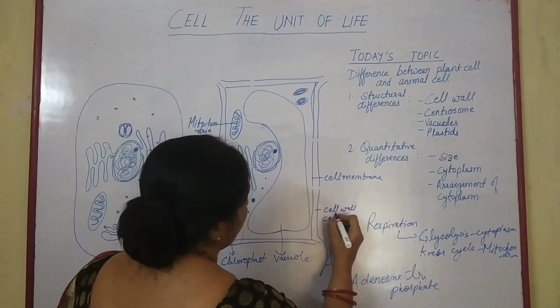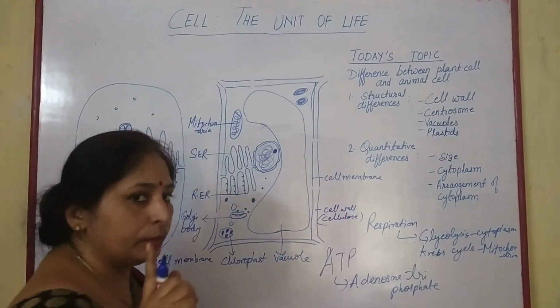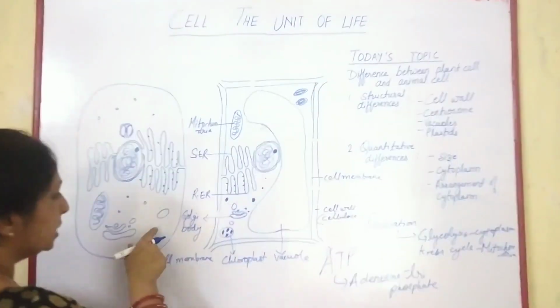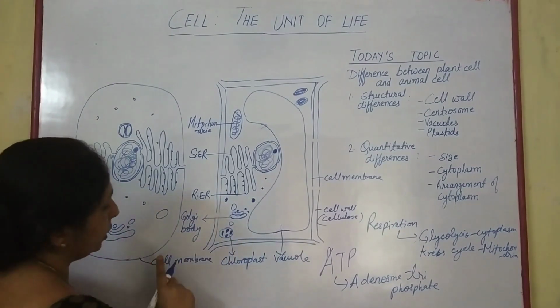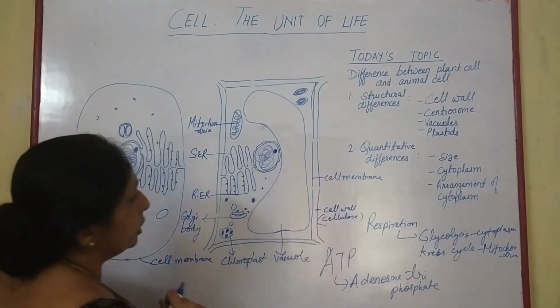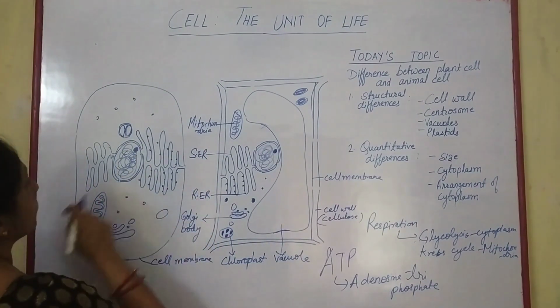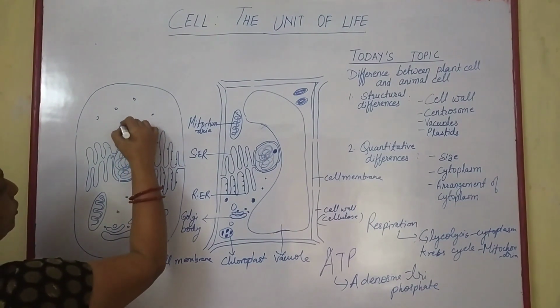Cell wall is made up of cellulose. Cell wall is present in plant cell only. In animal cell, cell wall is absent. So the first difference based on the cell wall is that in animal cell the wall is absent, and in plant cell the wall is present. The second thing is centrosome. As you can see the structure here, two centrioles.